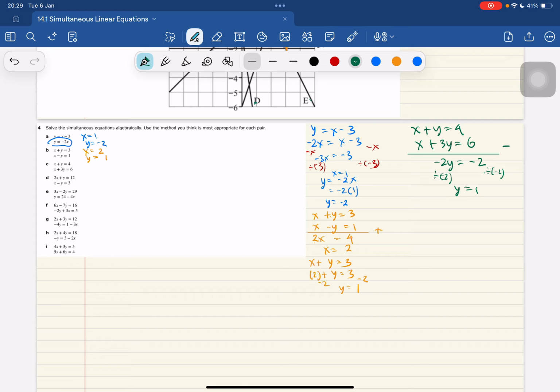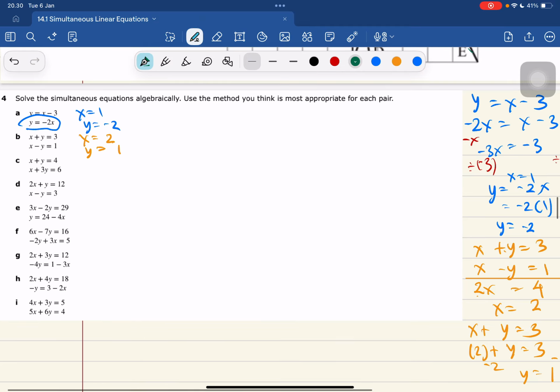So y equals 1. Then we substitute into this equation, x plus y equals 4. So x plus 1 equals 4. We subtract 1 from both sides, so x equals 3. Okay, we got it: x equals 3 and y equals 1.